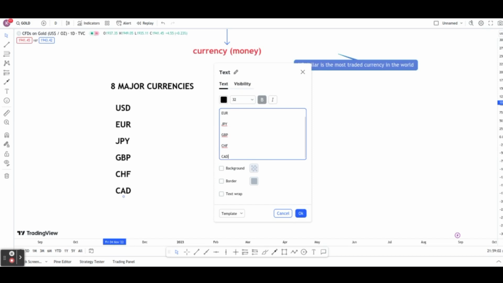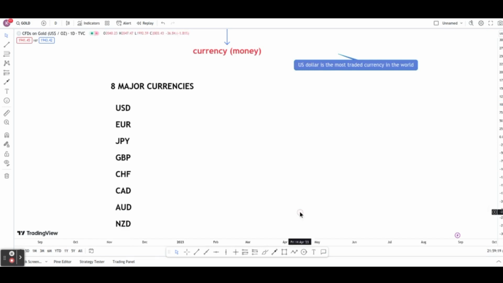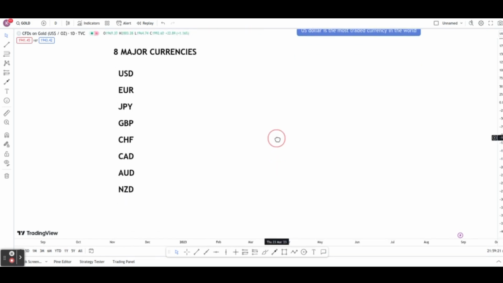The next one after the Canadian dollar is the Australian dollar, which is AUD. The last is the New Zealand dollar, which is NZD. So these eight currencies are the major currencies.